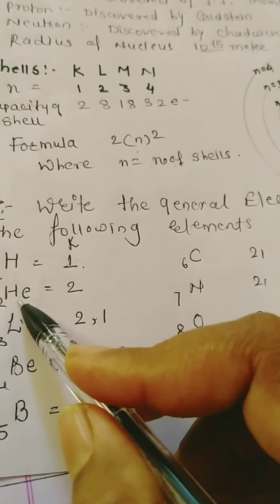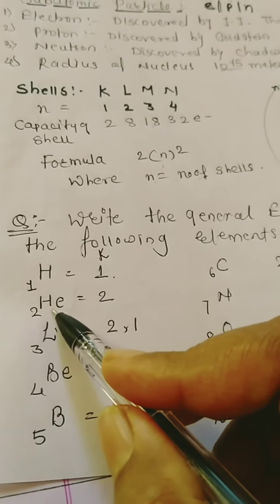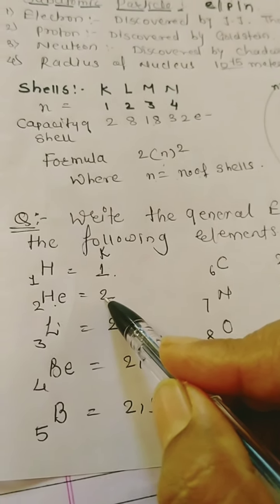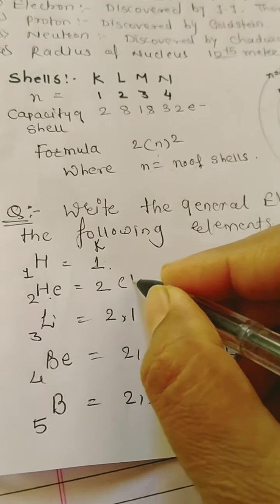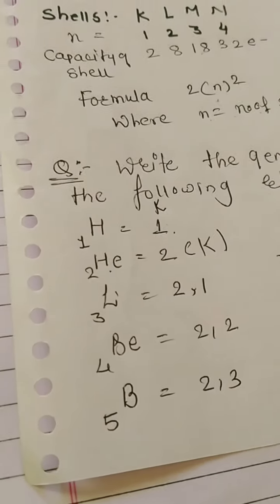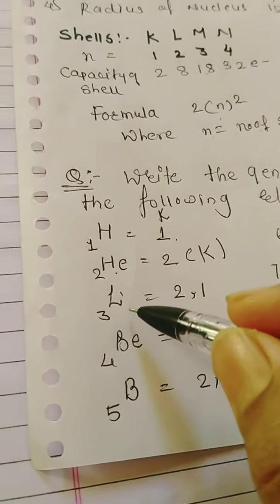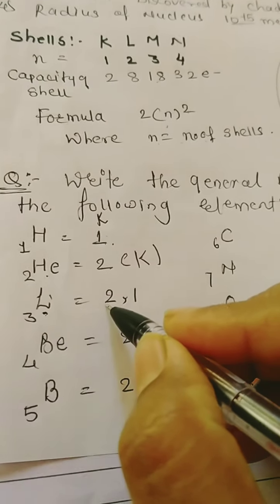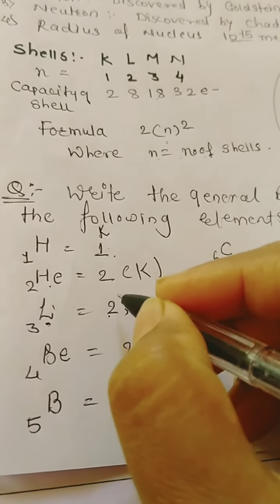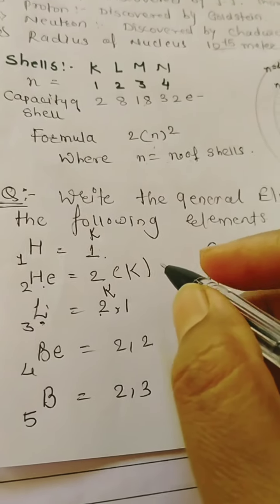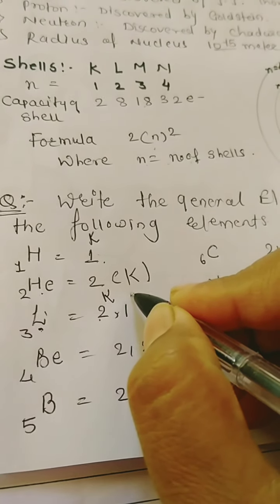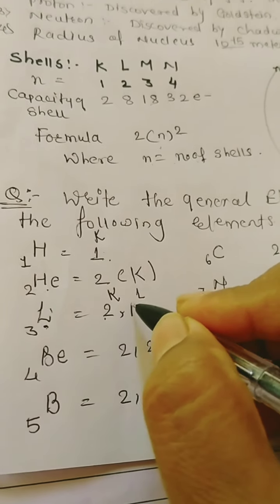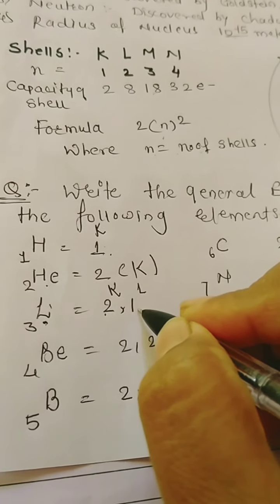Atomic number of helium is 2, as we know the capacity of the first shell is 2, so those 2 electrons enter into the first shell. पहले शेल के अंदर वो 2 इलेक्ट्रॉन एंटर करते हैं. Then lithium has atomic number 3, so 2 electrons enter into the first shell, K, और 1 इलेक्ट्रॉन जो बचा हुआ है, that electron enters into the next shell. So in the L shell, the 1 electron enters.